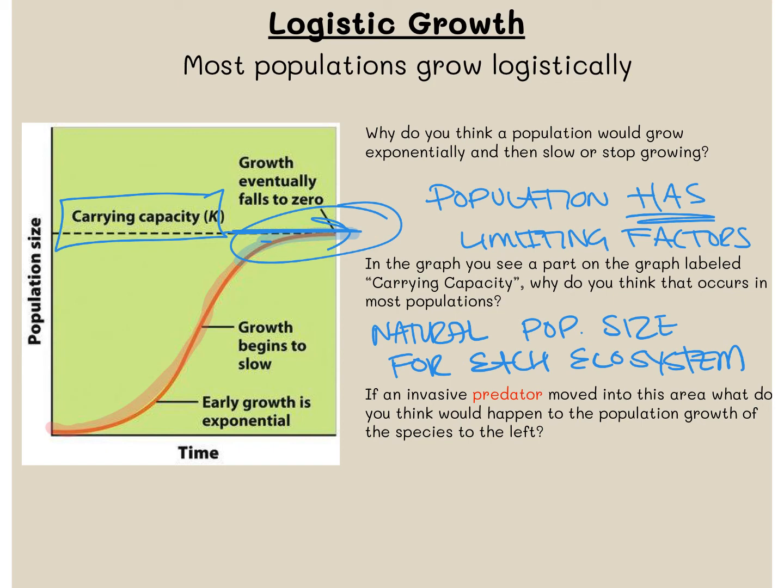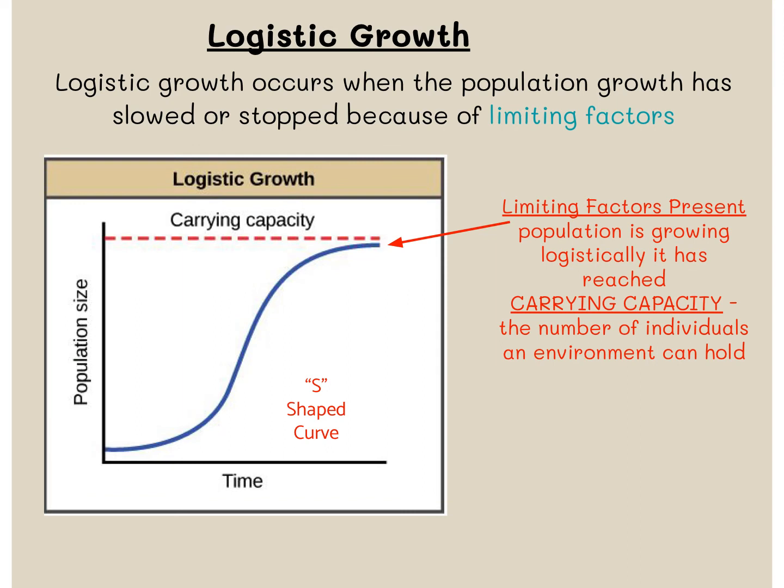All right, and the last question says, if an invasive predator moved into this area, what do you think would happen to the population of the species to the left? So if all of a sudden the species shown in the graph had a new predator that was eating it, what would happen to its population? Well, it would definitely show a crash, a population crash, which would not be good for that specific species. Okay, so go to the next slide.